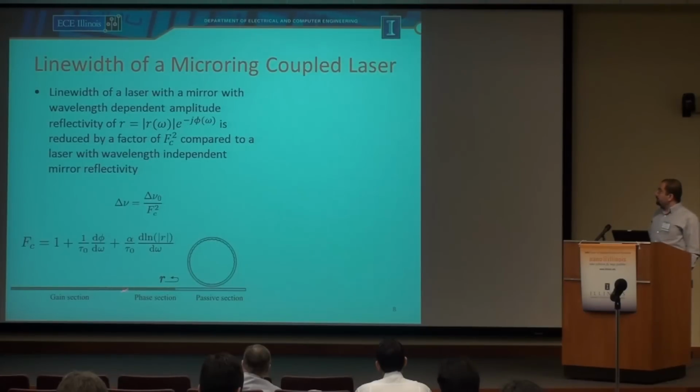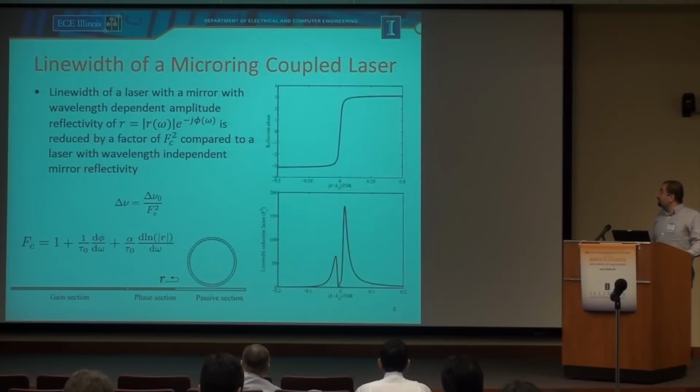So if instead of having just a normal mirror, like a cleaved facet, you have a reflective element whose reflectivity is wavelength dependent, then we can get a reduction in the line width. If we calculate that reduction factor for our device, we can see that depending on where we set the wavelengths of the device, we can see a reduction in the line widths by a factor of around 150.